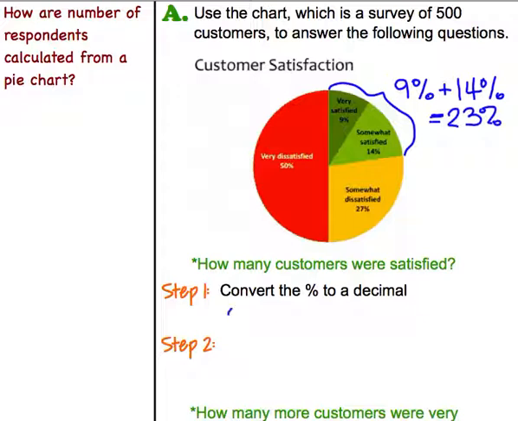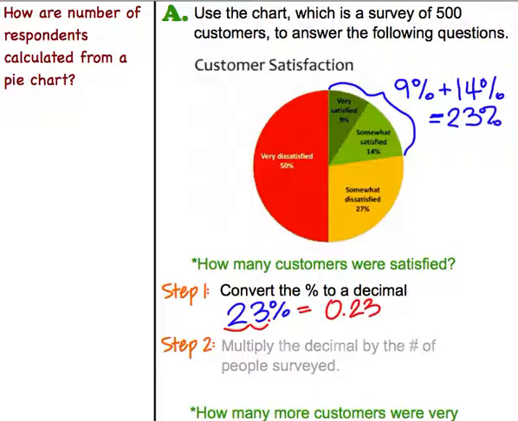So I'm going to take my 23%, and if you recall, if we take our decimal and move it 2 places to the left, we get the decimal that we want, which is 0.23, or 23 hundredths. Then step 2 is to multiply that decimal by the number of people surveyed, which in our case is 500. So I'm going to take my 0.23 and multiply that by 500.